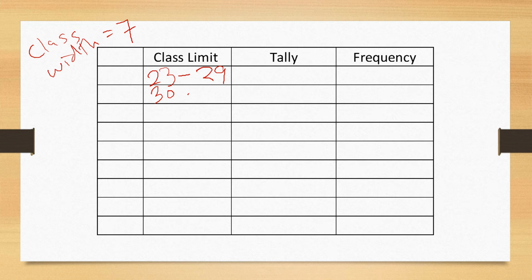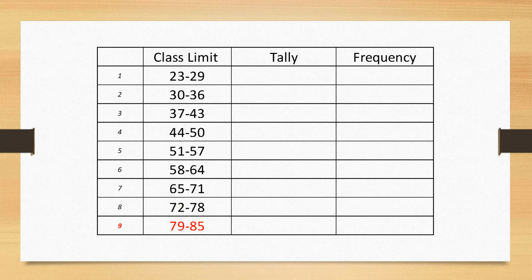We'll keep doing it until we get 8 classes. You have 1, 2, 3, 4, 5, 6, 7, 8 classes. So 30, 37, 44, 51, 58, 65, and 72. So it's the first limit plus 7, and plus 7 again.